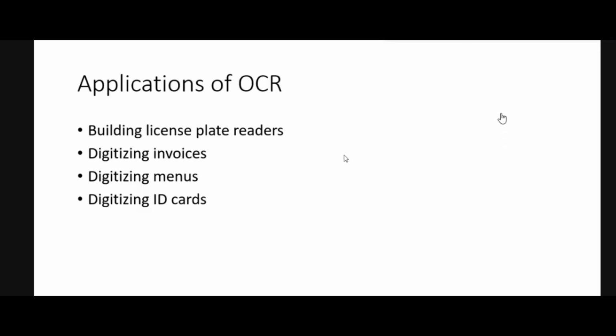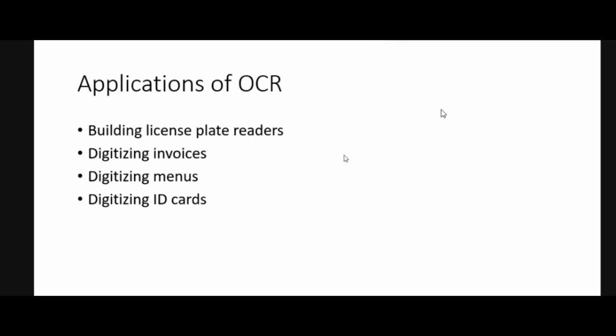So digitizing menus. If you are going into a restaurant, suppose you're going to a foreign country, and you are unable to understand the restaurant menu, the best thing that you can do is take out the Google Translate app, take a snapshot and feed it to the app. It will tell you all the menu elements converted into English.